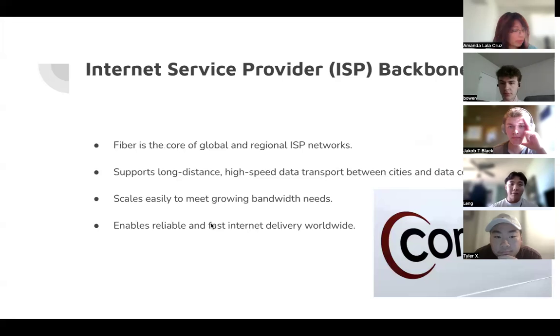Okay, so fiber optics form the backbone of the global internet. Internet service providers, or ISPs, use long-distance fiber cables to move massive amounts of data between cities and centers at high speeds. Fiber can also travel very far without losing signal, and so it's able to scale easily as demand grows or lessens. This makes it one of the most reliable and fastest ways to deliver internet around the world.